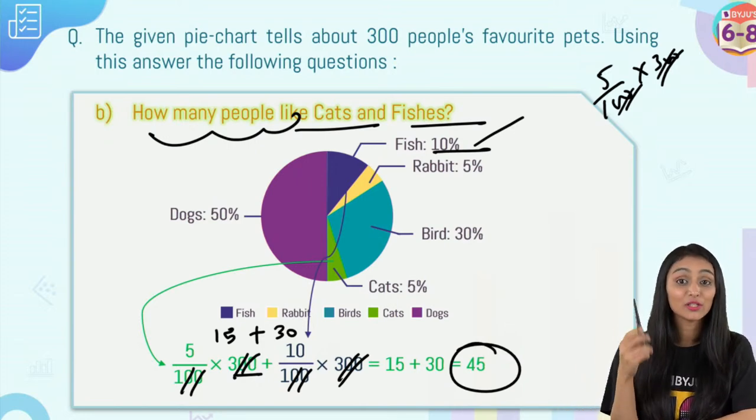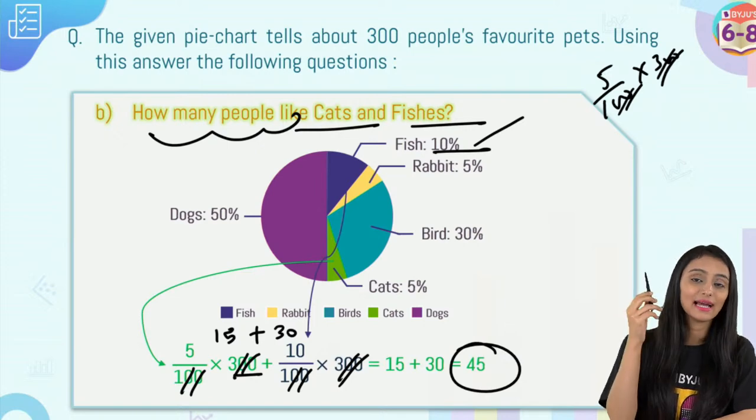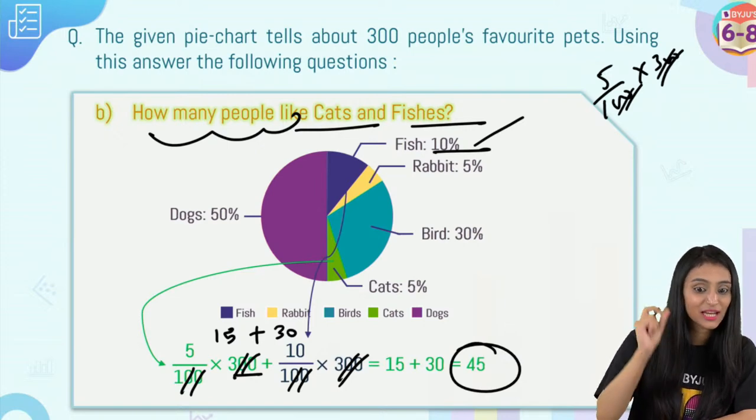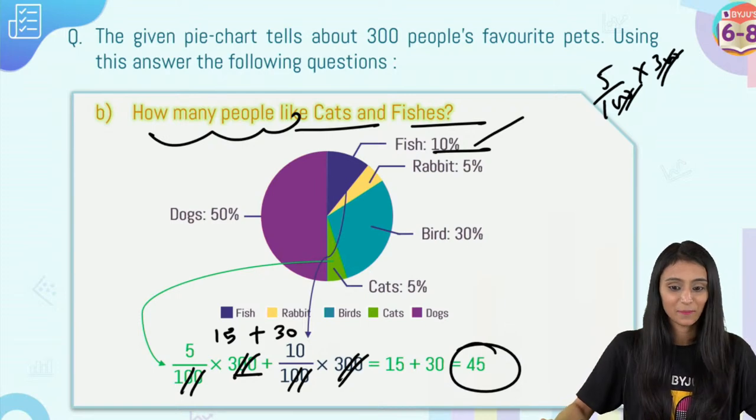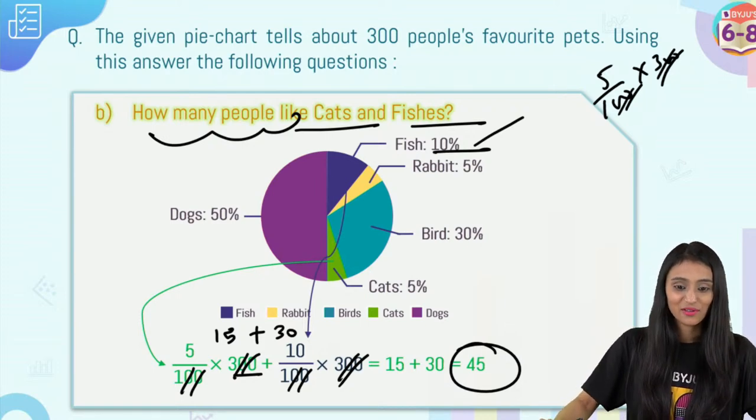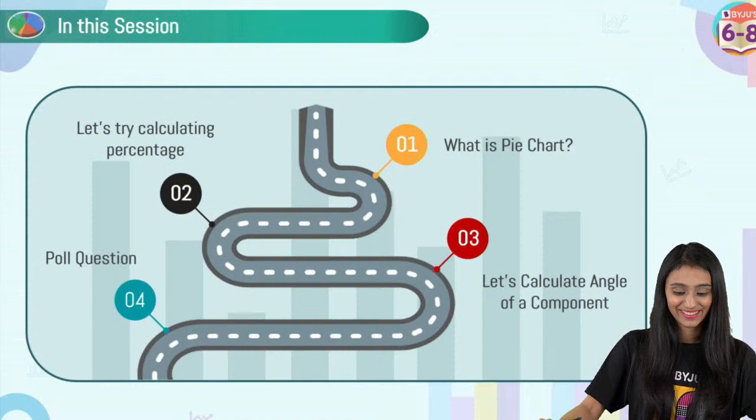How did you calculate it? You actually factored in that rupees 100 as well. 50% of 100. That's why we are using 300. Very smart. All right, let's move ahead to the next topic.